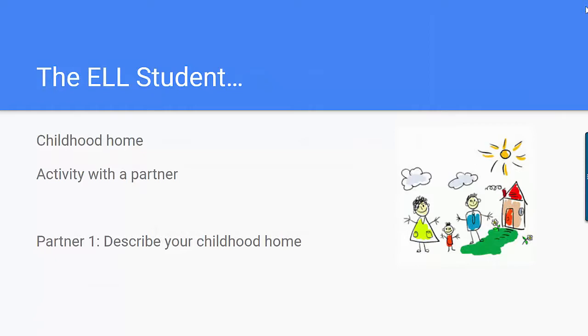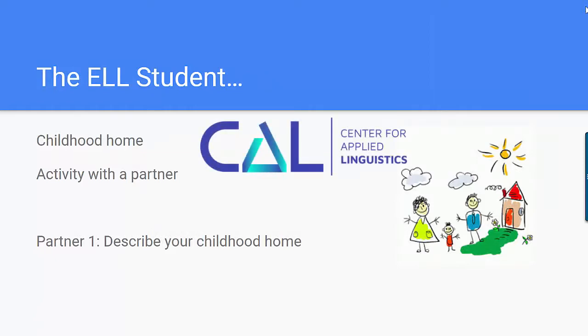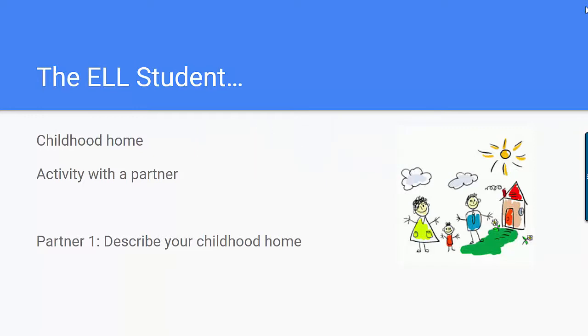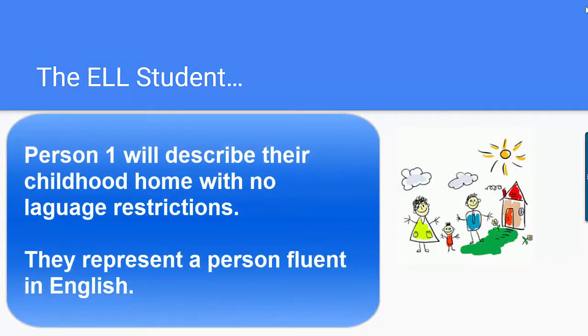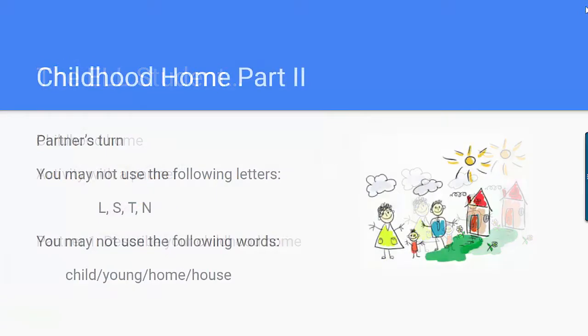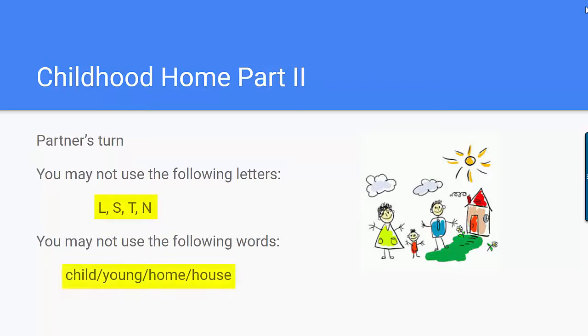Now you're going to watch a video of 2 of our high school teachers in a Center for Applied Linguistics activity. The first person that you're going to see will have no restrictions as a language learner and will be able to describe their childhood home. In the second part of the video, you're going to see this particular teacher have restrictions, and you can see the restrictions on the screen. They cannot use the letters L, S, T, N, or the words child, young, home, or house.